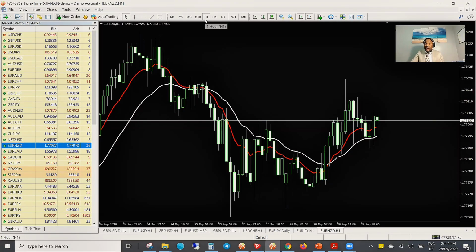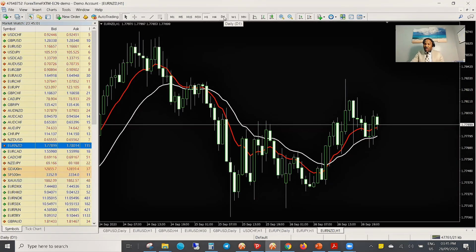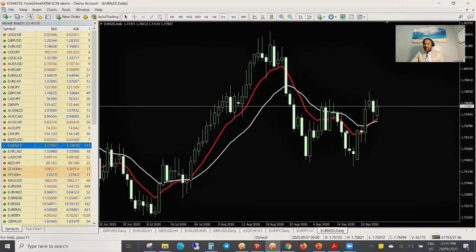This is H1. I will need to go two time frames above: H4, then D1. Then check the trend of D1. Look at D1. D1 is already uptrend. D1 crossed last Friday, so D1 has already gone into an upward trend.